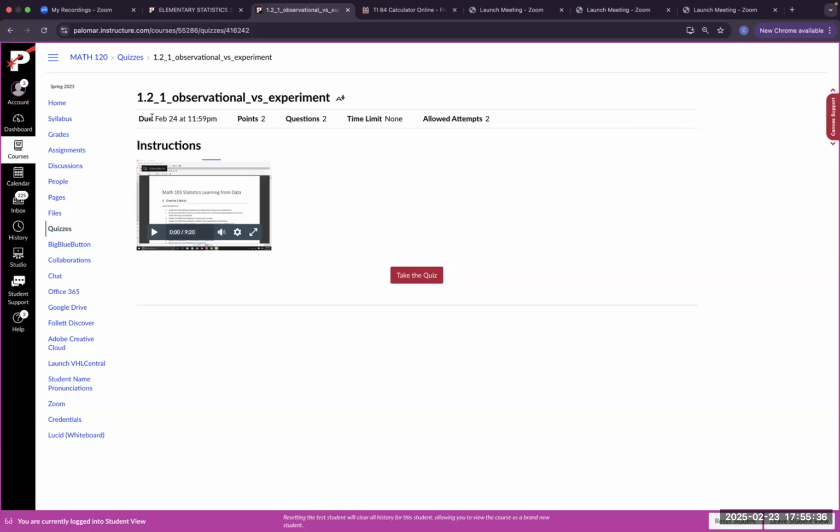So I'm going to click on Take Quiz and note this at the top. I have a due date listed. It has the number of points, the number of questions. There's never a time limit on them. And then I have 2 attempts allowed for this particular quiz. So I'm going to click Take Quiz.